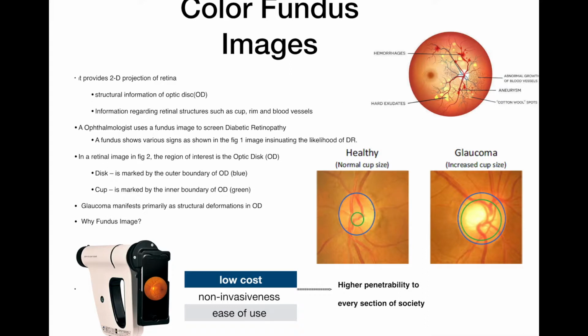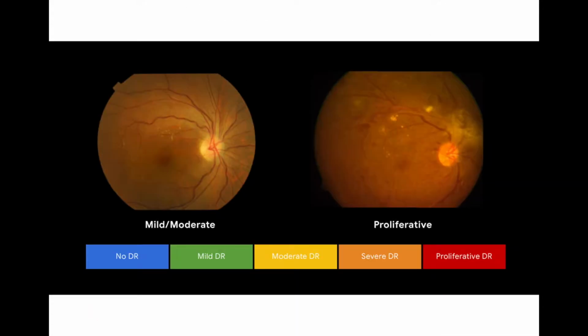Why fundus image? A fundus camera is low cost, non-invasive, and easy to use, which means high penetrability to every section of the society. Diabetic retinopathy is categorized as non-proliferative and proliferative. Non-proliferative is subcategorized as mild, moderate, and severe. It is important to diagnose moderate, severe, and proliferative to help a patient.